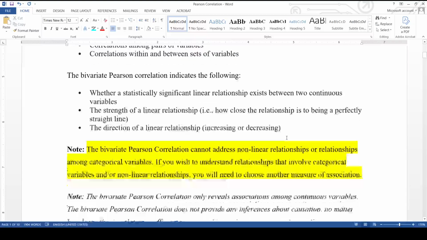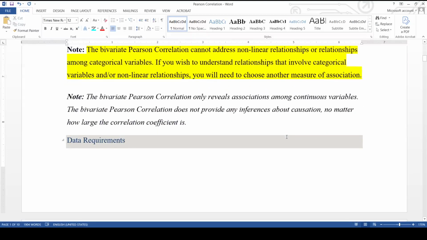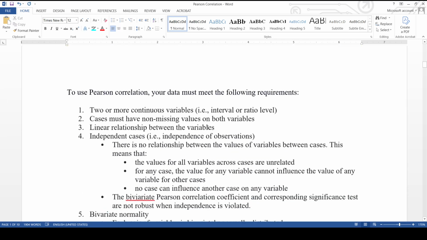For a continuous variable, right? Variables that are continuous. Take note of that. So the bivariate Pearson correlation does not provide any inference about causation, no matter how large the correlation coefficient is. It's not going to give you that.